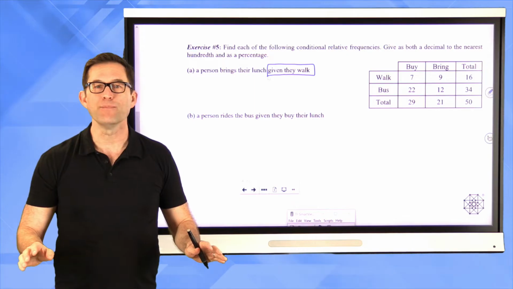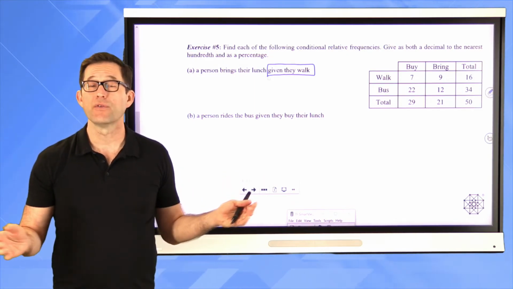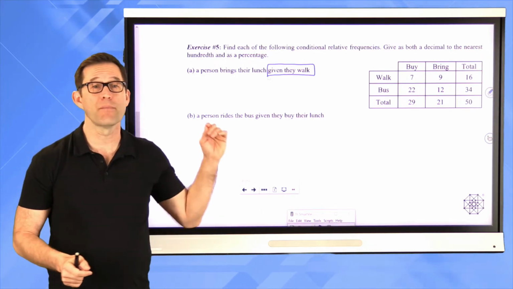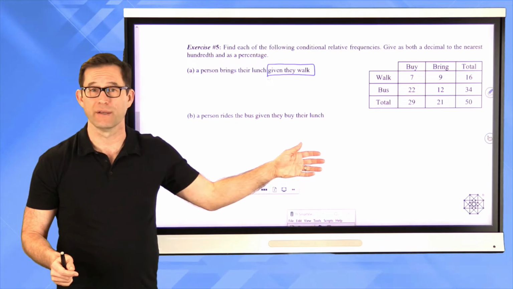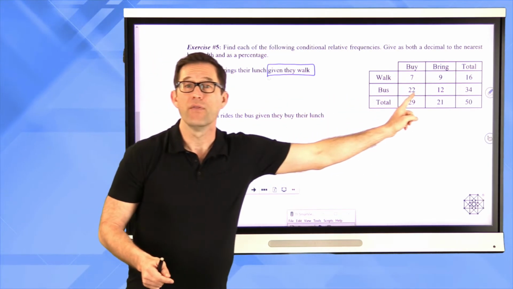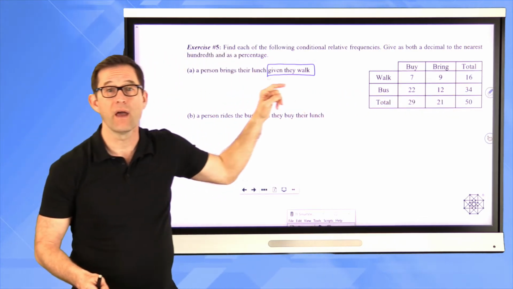At that point, I don't care at all about the people riding the bus. They're not even part of my consideration. I also don't care about people who drive Maseratis. I only care about people that walk. There are 16 people that walk. That's my denominator.